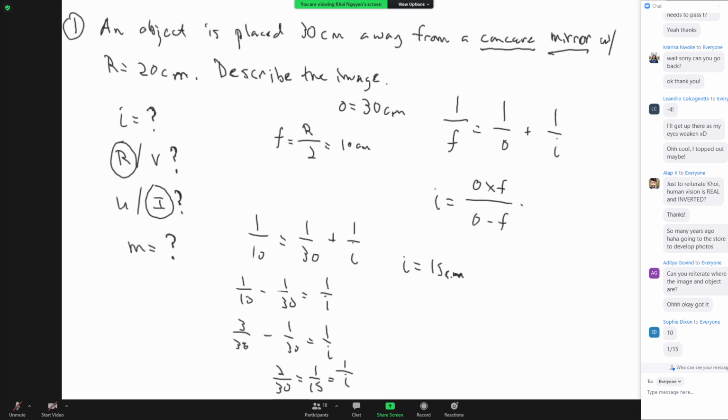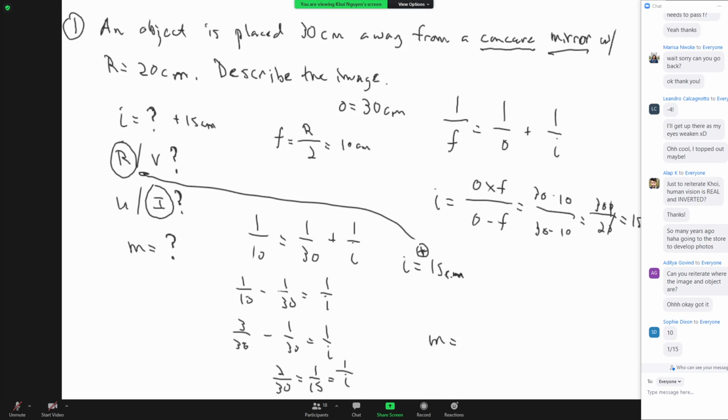Or you could have just said 30 times 10 all over 30 minus 10. 300 divided by 20, or 30 divided by 2, is also 15 centimeters. Cool. So what do we notice? It is a positive 15. Positive tells us what? It is real. Image is positive 15 centimeters.